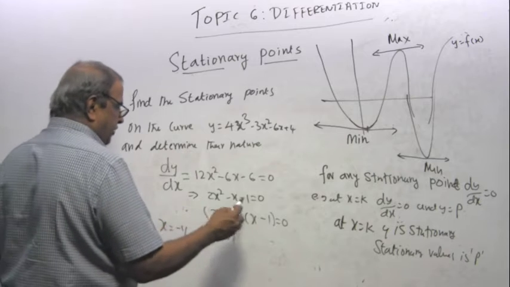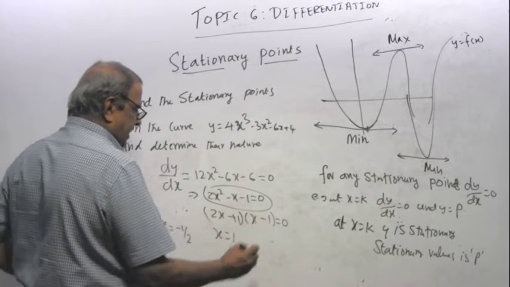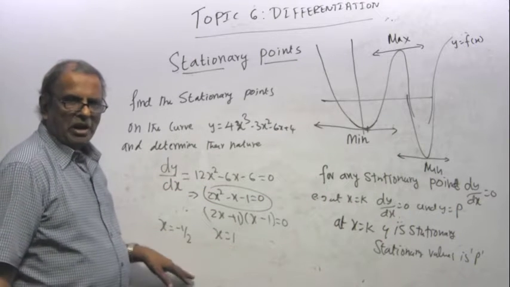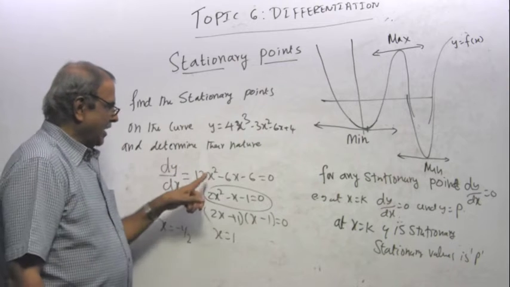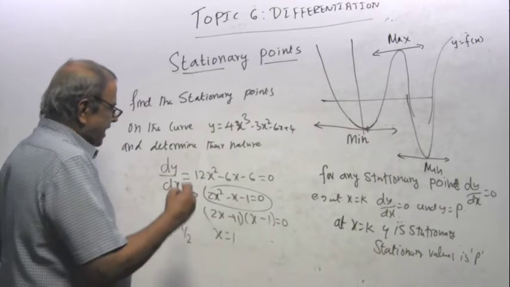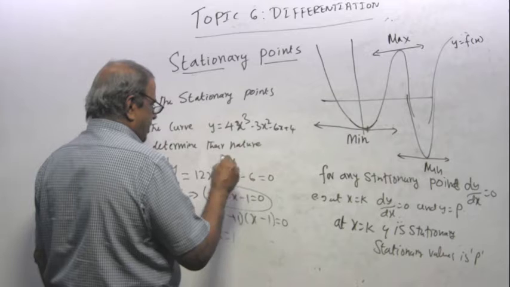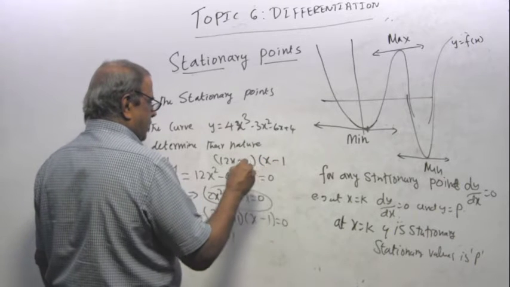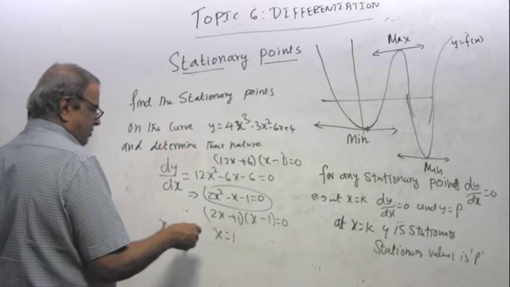Please don't write this directly, or you lose a method mark and you just get one sympathy mark for your correct answers. The correct method is, if you want to factorize this, please factorize it correctly. So it is 12x and then x; I want minus 6x, so minus 1 plus 6 equal to 0. Then you say x is minus half.